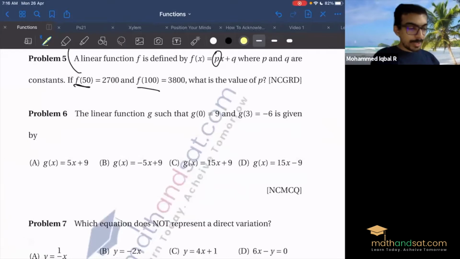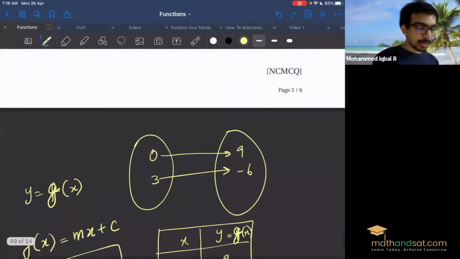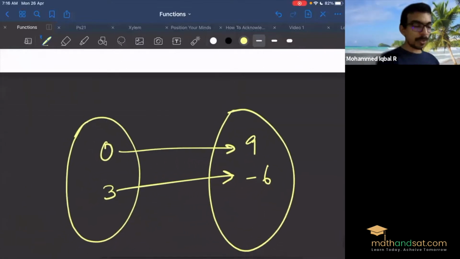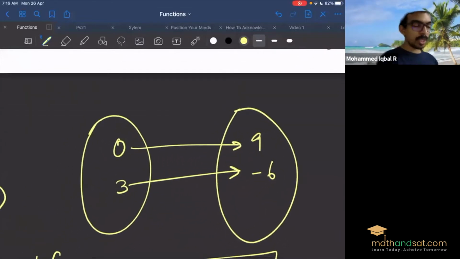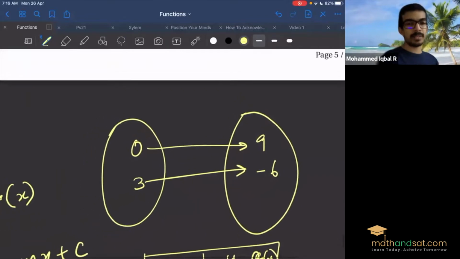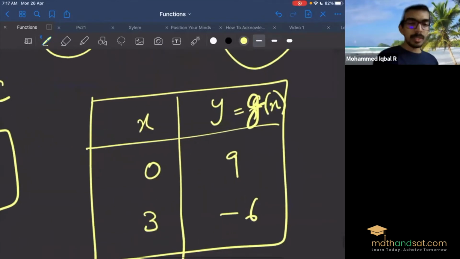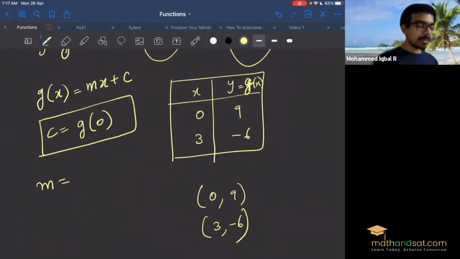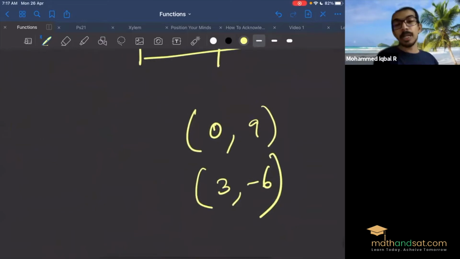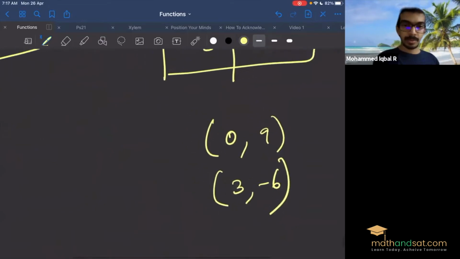So in this question, it is given that it is a linear function, or if you look at the options, it's understood that it is a linear function. Now, there are 2 inputs and corresponding outputs given. So there are multiple ways to understand this. Corresponding to 0 input, the output is 9. Corresponding to input 3, the output is minus 6. That is one way to look at it. Another way is using an input-output table. Another way is the ordered pairs that will lie on the graph of the function.